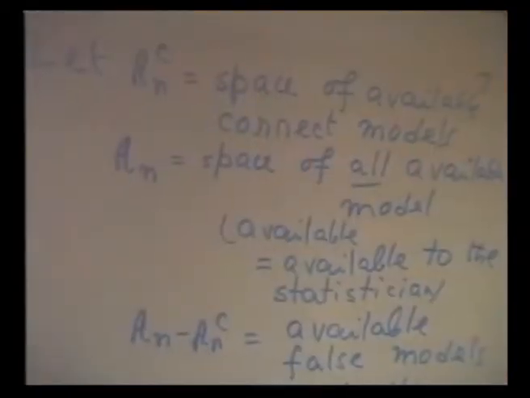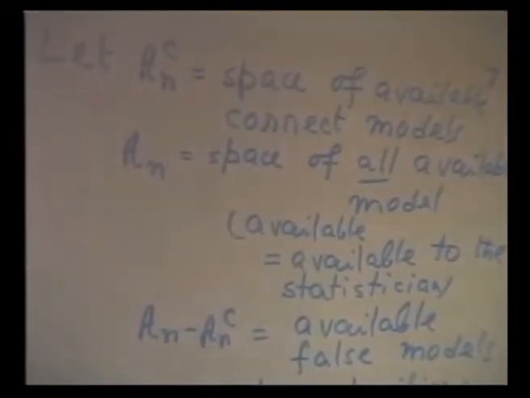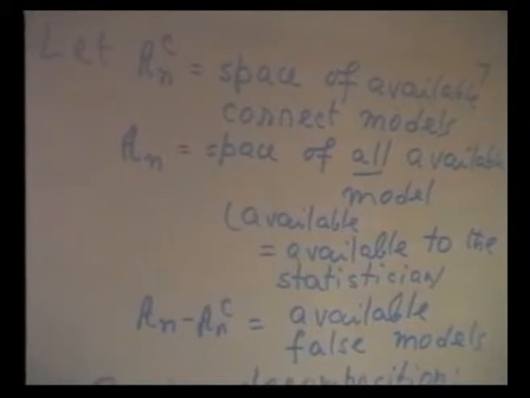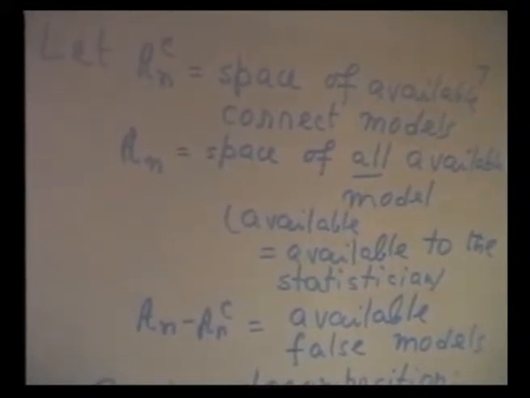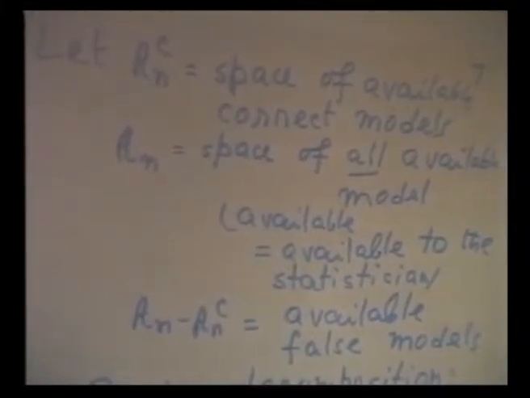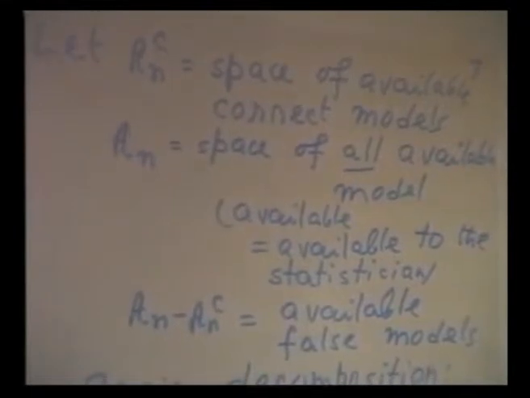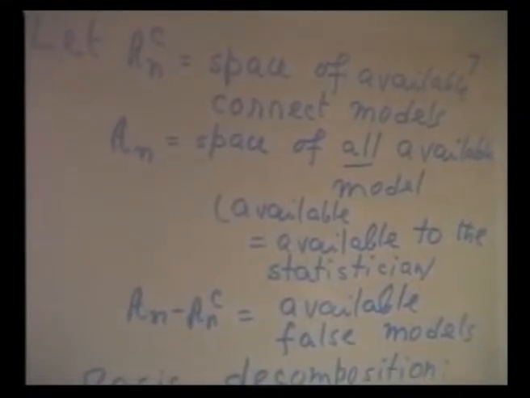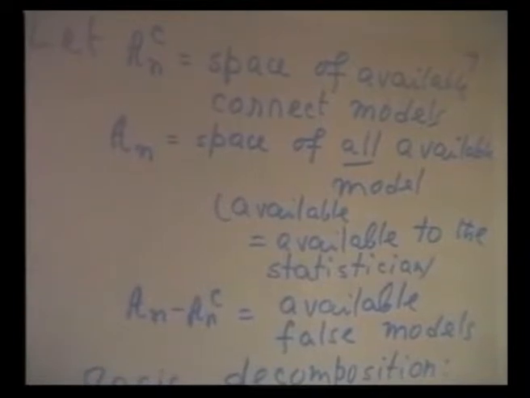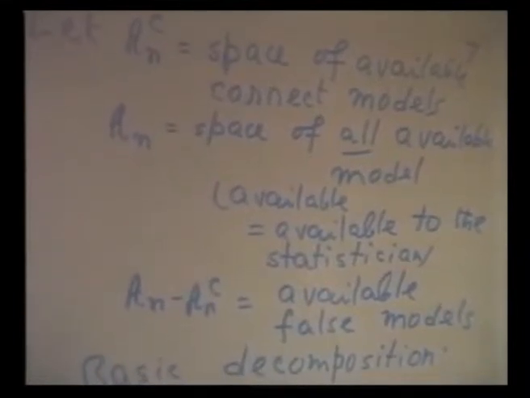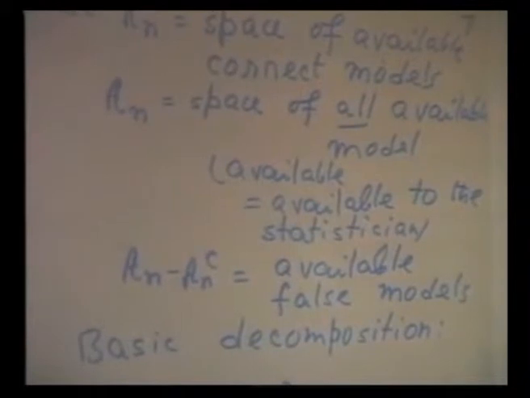So A and C stands for correct. It's the base of all correct models. It might be empty. And script AN is the space of all available models. And then the difference, AN minus AN complement, is the available false models.